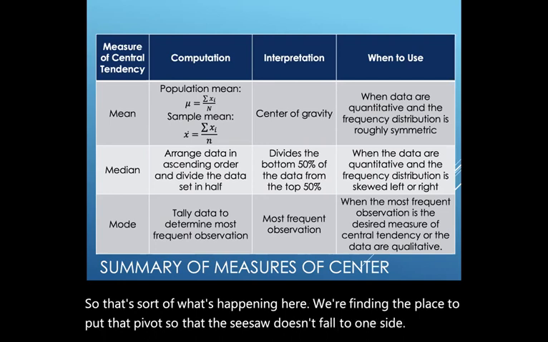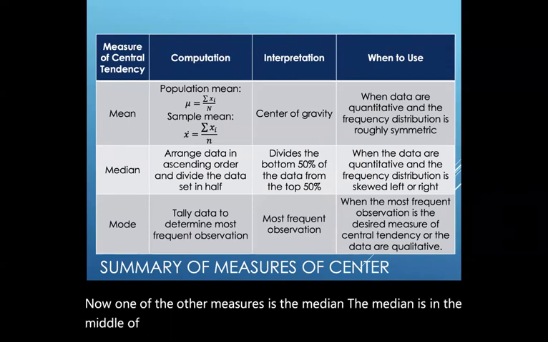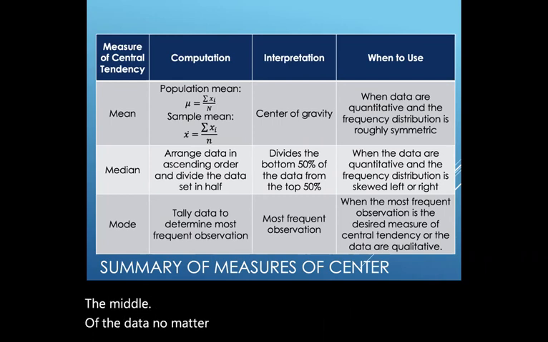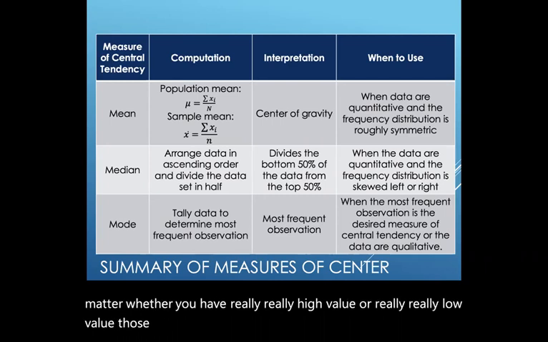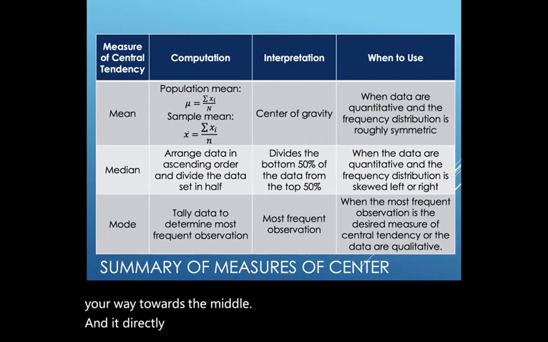Now, one of the other measures is the median. The median is in the middle of the data set, and it is in fact the middle of the data, no matter what the data is. What that means is no matter whether you have really, really high values or really, really low values, those will get chopped off of either end as you work your way towards the middle. And it directly divides the bottom number of data from the top number of data.